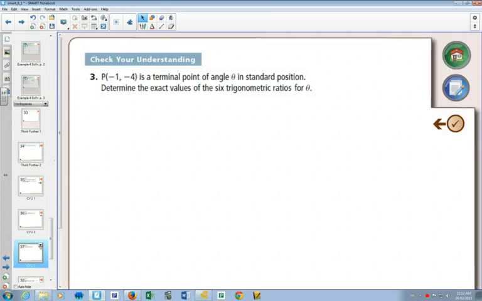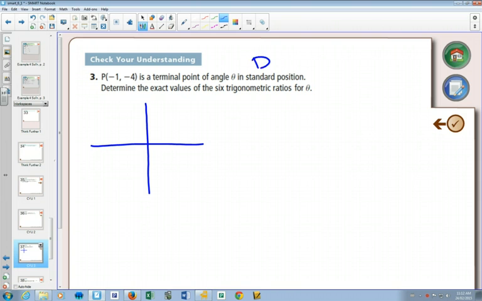They give us a point, -1, -4. In many of these questions, we're going to use a strategy that I call draw a triangle. It's kind of a self-explanatory strategy. So we've got a point -1, -4. Well, if you go to your coordinates here and you go -1 and down to -4, that point would be right there.